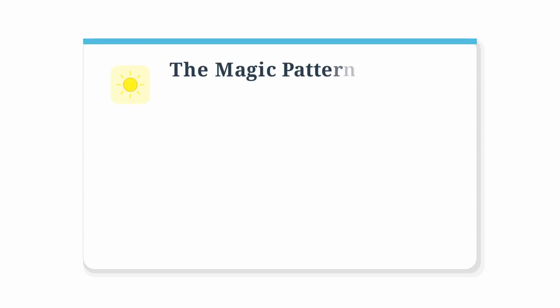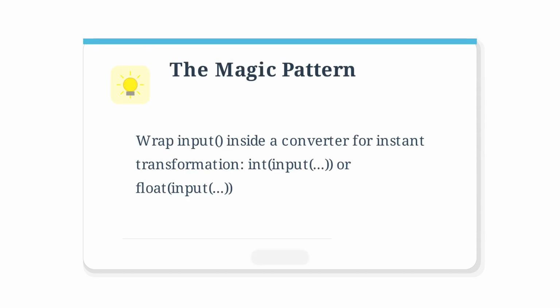Here's the magic pattern that experienced programmers use. Instead of two separate lines, wrap input inside your converter. Int input gets input and converts it to a whole number in one smooth move. Float input does the same for decimal numbers. One line, pure magic.